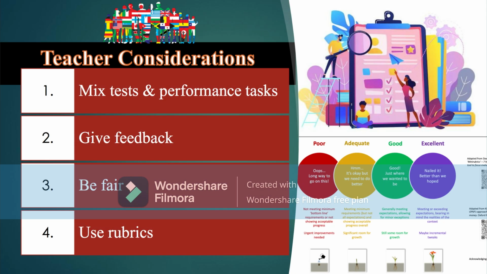Let us look at some things teachers should remember when assessing grammar and vocabulary. First, use a mix of tests and real tasks. Some tasks check memory and some show how students use language. Second, always give feedback that helps students learn from mistakes. Feedback is how students improve. Third, be fair. Remember that students come from different backgrounds and speak different first languages. Fourth, use rubrics to make scoring clear and consistent for everyone.